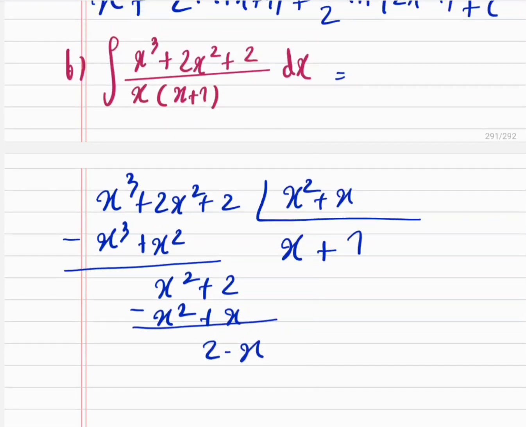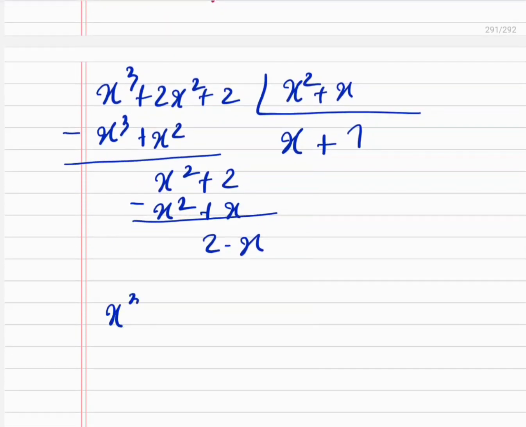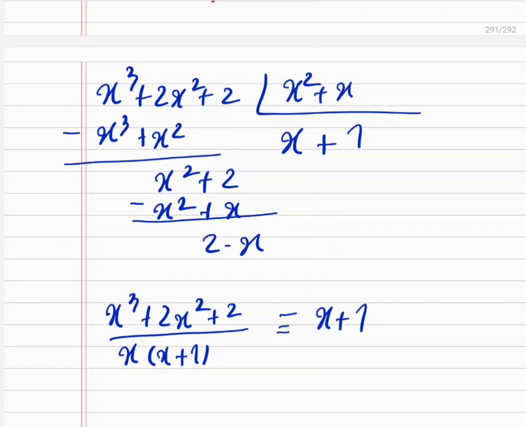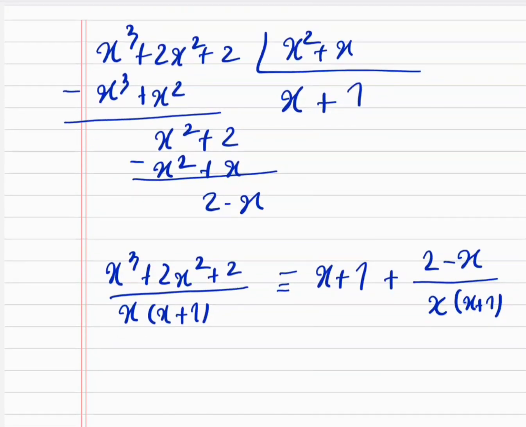So now that we have written this in this form, that means the fraction, x cubed plus 2x squared plus 2 over the denominator x times x plus 1, is equivalent to the quotient, or just the answer to the division, which is the polynomial part of the expression. And then the actual partial fraction is for this part, because here we write down the remainder, and here is just the divisor, so in this case x times x plus 1. So we always have the remainder here, and then here is the divisor.